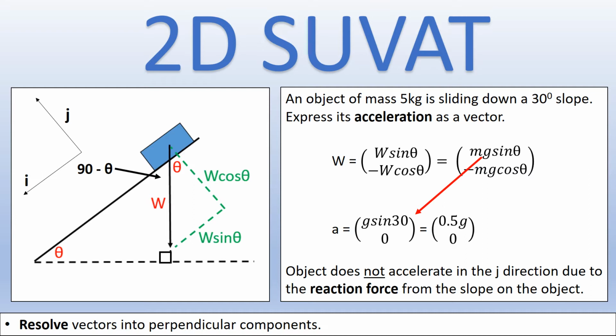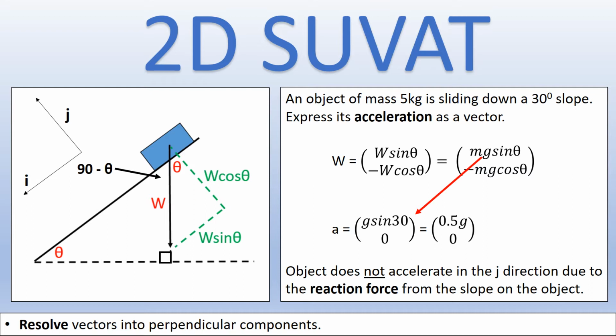The rather odd thing we can see here is, why has the minus mg cosine theta disappeared? Well, that's because it's not only the weight force acting on the object, we've also got a reaction force which is acting perpendicular to the contact surface. And if we think about an object sliding down a slope, we know that that object isn't going to jump off the surface of the slope, or it's not going to dig its way into the slope. So intuitively, we know the component of the acceleration in the J direction is 0 there. And so then what this allows us to do is figure out actually what the reaction force is.